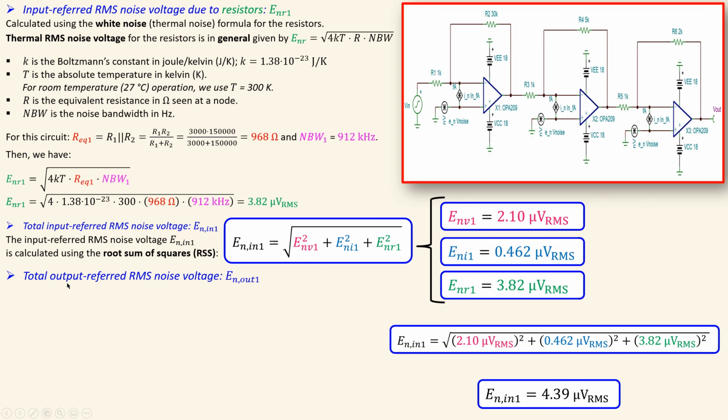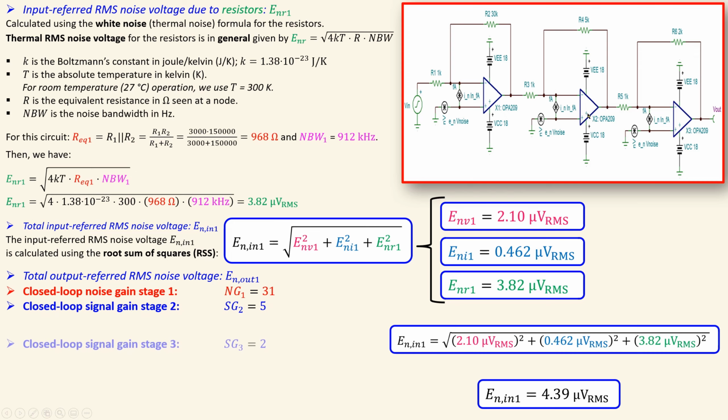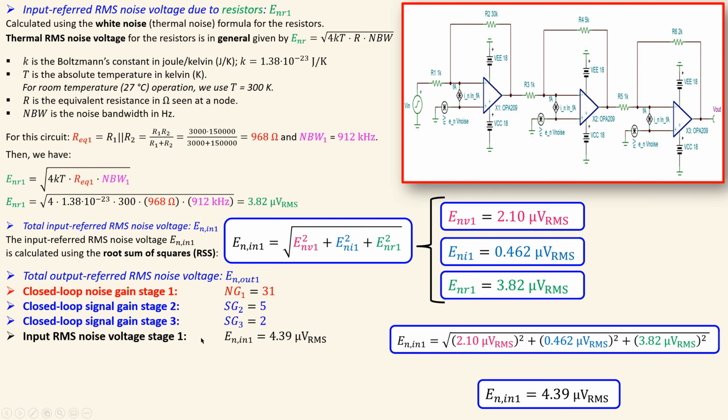Now for the output referred RMS noise voltage, looking from the input stage for the first stage, that will be again calculated using the noise gain of the first stage, which was 31, so 1 plus R2 over R1. It will also be multiplied by the signal gain of the second stage and also the signal gain of the third stage. These are given here, 5 and 2, in absolute sense. The input RMS noise voltage of the first stage was just calculated as 4.39 microvolts RMS.